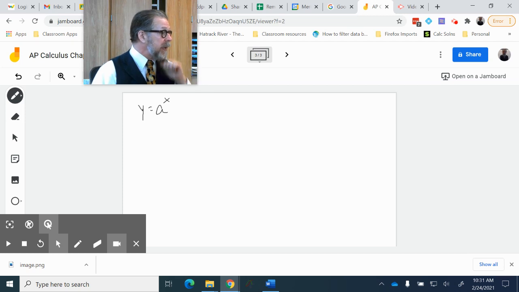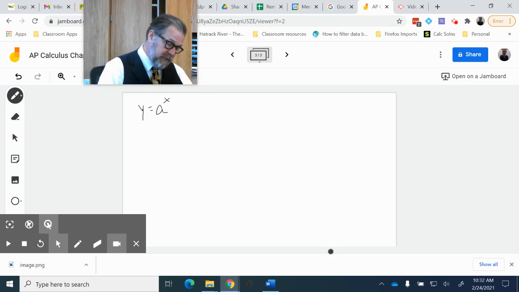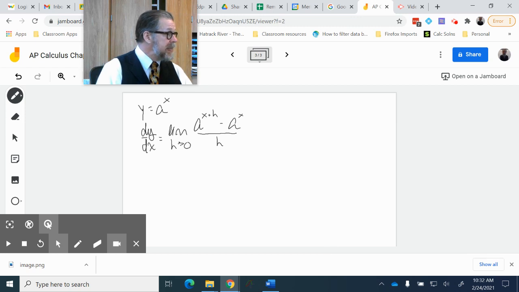And let's just use the definition of derivative. The derivative of y with respect to x equals the limit as h goes to 0 of a to the x plus h minus a to the x over h. And you're going to notice that this is very simple. It is simply just like what we did before. This is a to the x times a to the h minus a to the x, all divided by h.